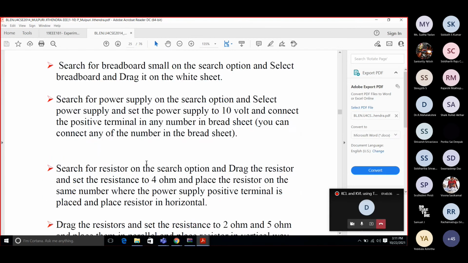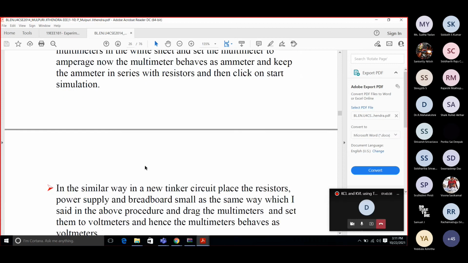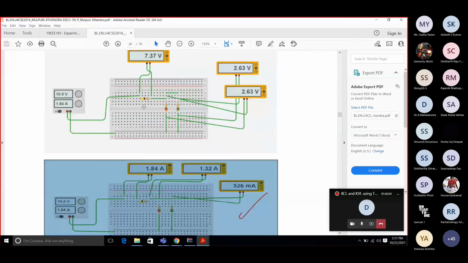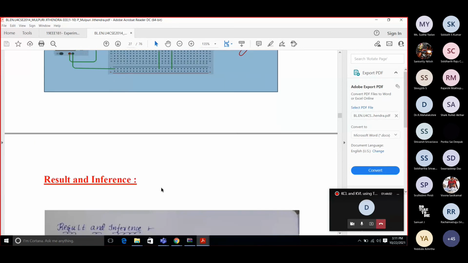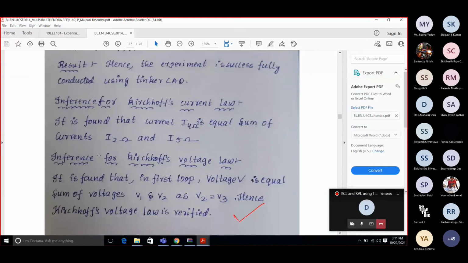And then the procedure, what you are doing. Then this is the screenshot of your outputs: KVL verification and KCL verification. This is KCL verification. 1.8 ampere, the input current, is equal to 1.32 plus 0.526, so that will be 1.84. That output you are getting, that screenshot you can take and attach. Then this is the result.